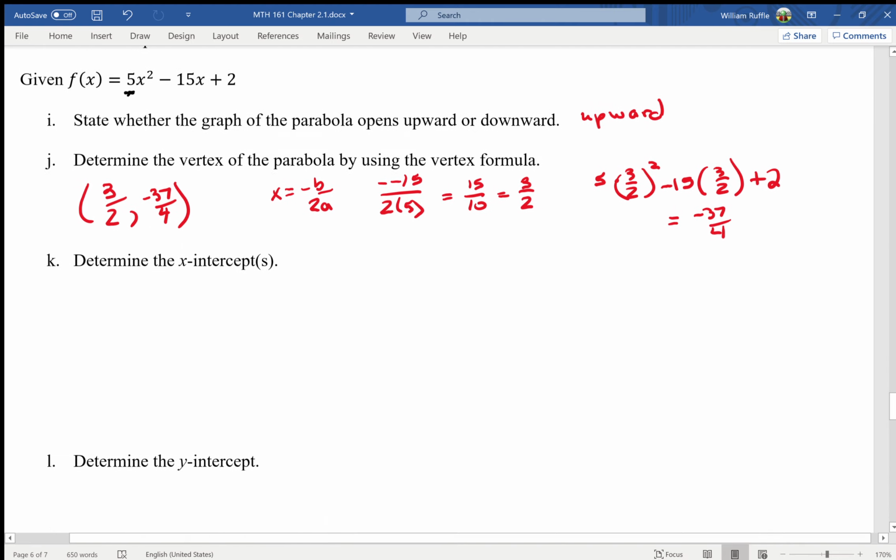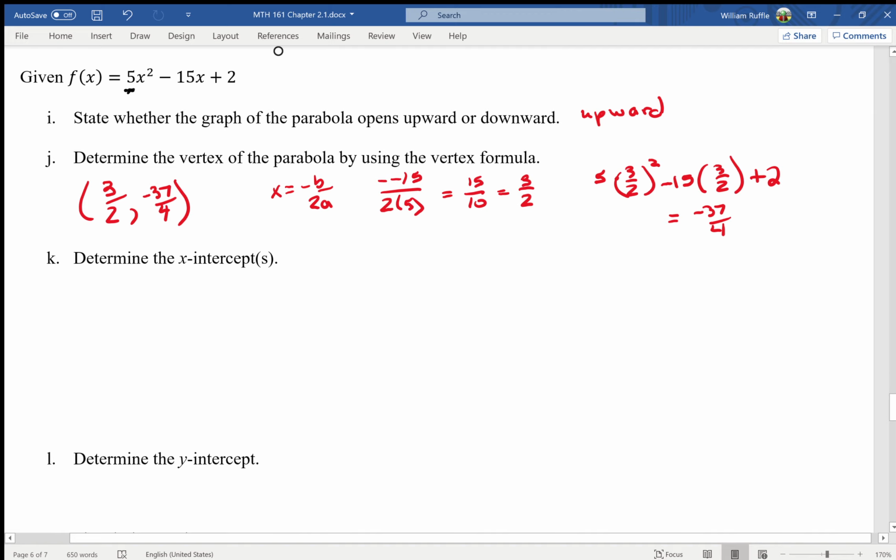Now the next part here is determining the x-intercepts. And I just noticed, I don't know why these letters are way off. That's not K, so determining this should be C. This should be A, B, C, D, and I'll try to fix them as I go.